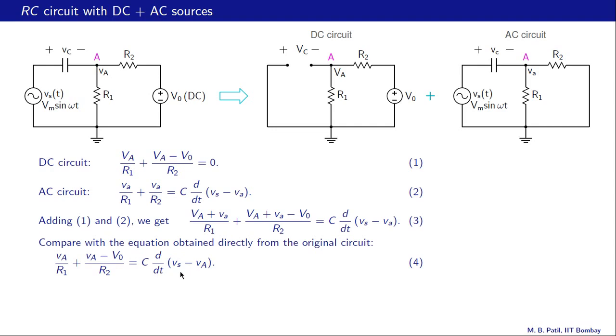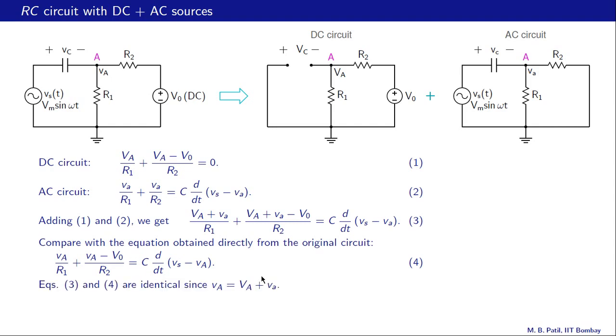And what about this capacitor current? d/dt (Vs minus the instantaneous Va). Now this instantaneous Va has two parts. One is the constant part and one is the sinusoidal part. And the derivative of the constant part, of course, is 0, and therefore we get the same term as this one here. So in other words, equations 3 and 4 are actually the same.